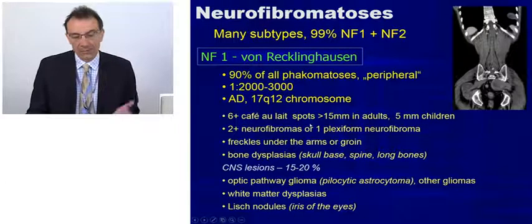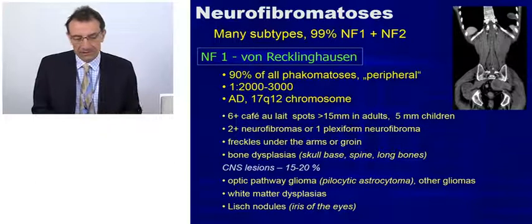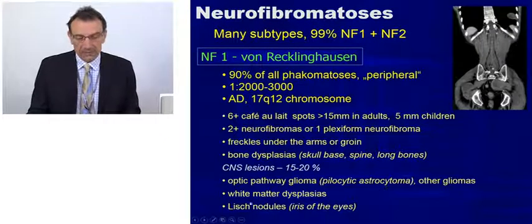Typical are café au lait spots on the skin in adults or in children, of course, a little bit smaller, and then peripheral neurofibromas or plexiform neurofibromas. On the skin, there are many lesions, like freckling under the arms or groin, and so on. Of course, there are also skeletal lesions, bone dysplasias. They are quite typical here, and that's why CT should be really helpful here indeed. Concerning the CNS itself, the most typical tumor is optic pathway glioma, a pilocytic astrocytoma, but also other abnormalities like dysplasias of white matter and nodules of the iris.